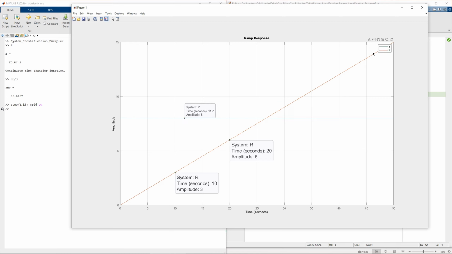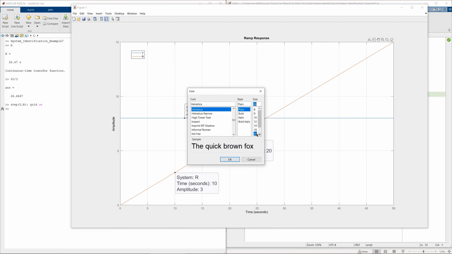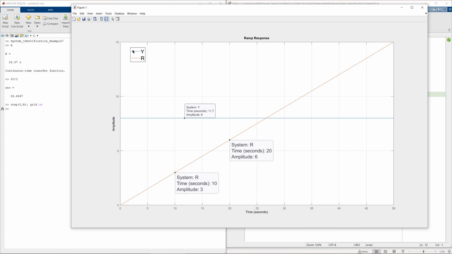You can also give it labels here. So let me get also the label and make this larger, so you can see that this is indeed y, which is the output, and r, which is the input. You can see that this is indeed increasing linearly, and it has a slope of 0.3, because at 10 seconds I have an amplitude of 3. And that is actually the confirmation that this is indeed the correct system, just looking at the ramp response.